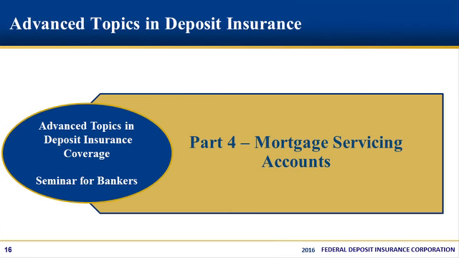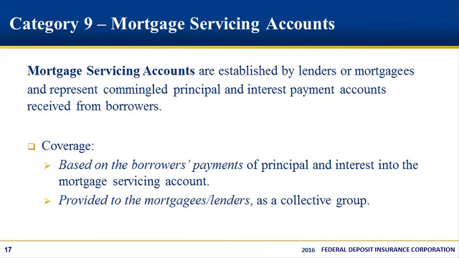Part 4, Mortgage Servicing Accounts. Based on the regulation passed in 2008, the ninth category of deposit insurance coverage pertains to mortgage servicing deposits for principal and interest, or P&I payments. This category concerns accounts established by mortgagees or lenders and represent commingled P&I payments received from borrowers.